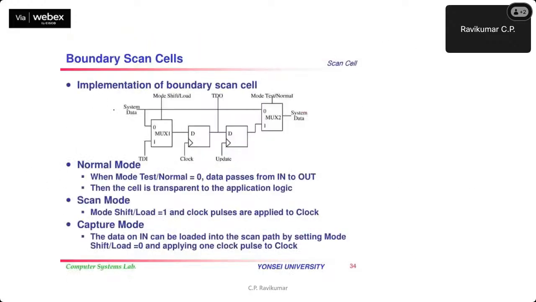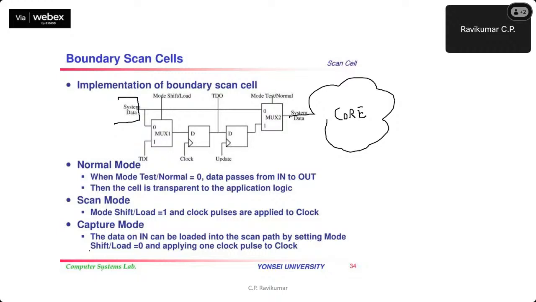So this could be your input pin, right? This is the data coming from the external world, and this could go to the core of the chip, or it could be the other way around also, right? We could have the core here and it could be reaching the outside. So there are three modes of operation.